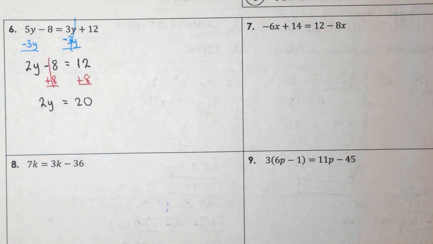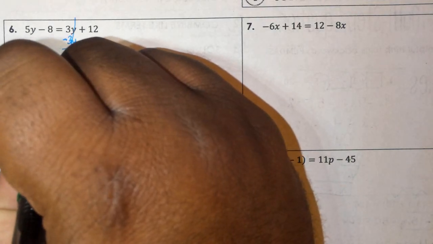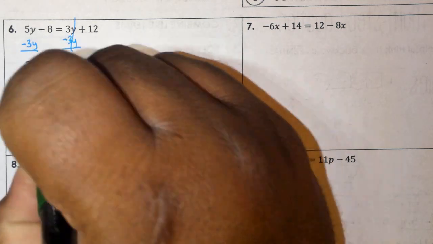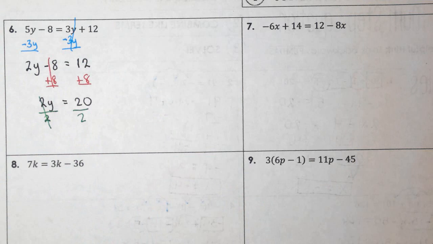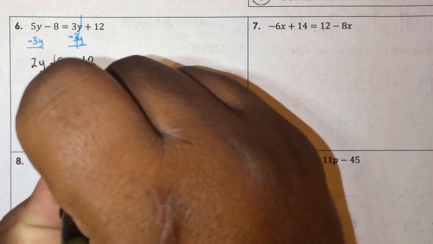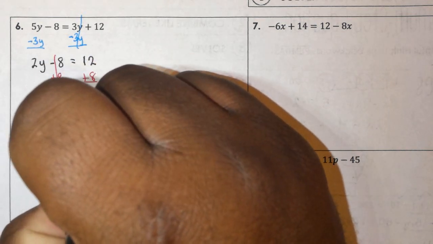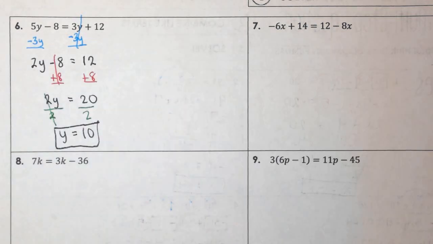and then I get 2y equals 20. And then after that, I'm going to divide by 2, divide by 2. Cancel the 2. Y equals 10. Alright. So that's me moving my variable on one side and solving the equation.